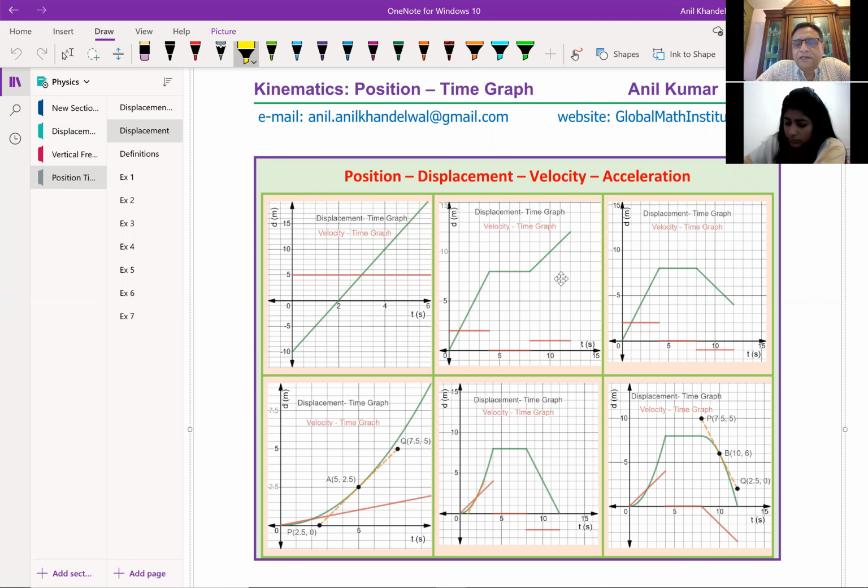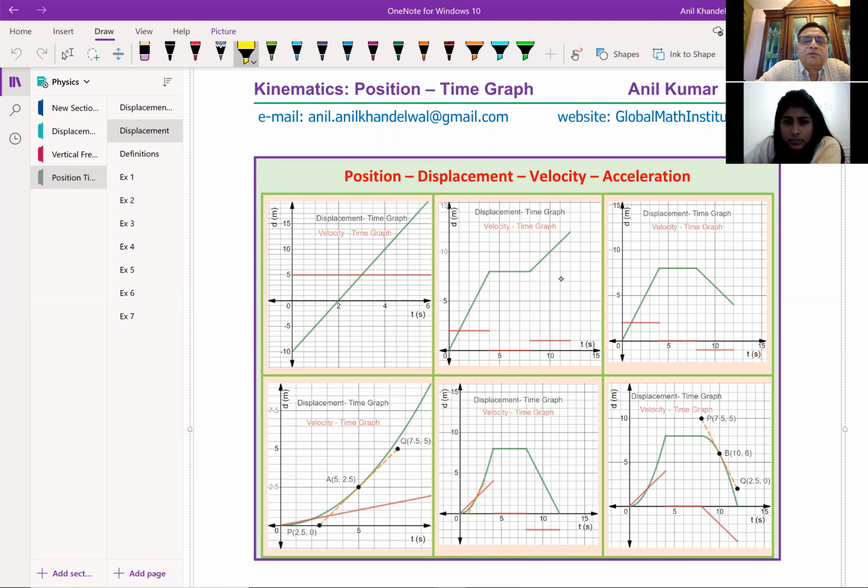Now, to take a few examples, you can see some variety here. We'll begin with a very simple graph, which is a position time graph. So on the graph directly, you can read the position from the graph. Displacement is change in position. So we sometimes also call this a displacement time graph, since you can actually read the displacement directly from the graph, correct?